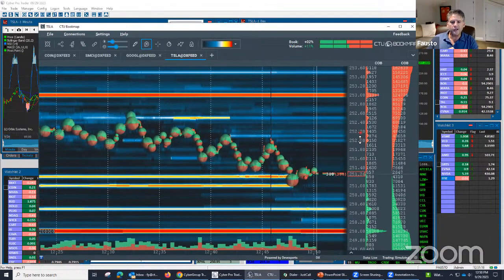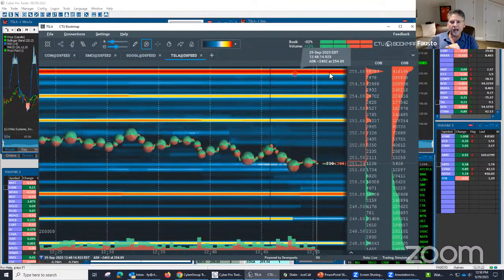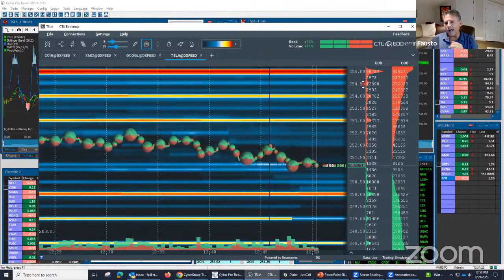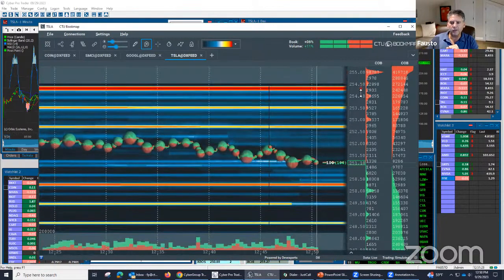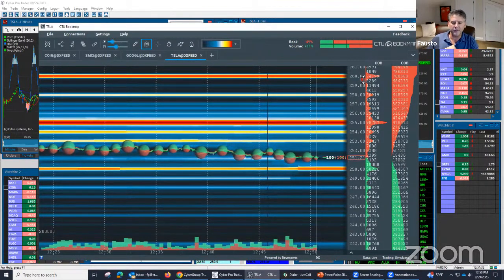Now, if you're a swing trader, I'm going to zoom out a little bit further. And guess what? When you get up to 255, you got almost a 100,000 share seller. What does that come out to be? I don't know, about $250 million. If you zoom out a little bit further, you want to know where the next resistance level is? 260.40, and you got 47,000 shares out there. Looks like there's a lot more sellers than buyers.